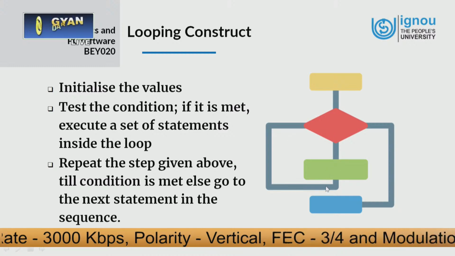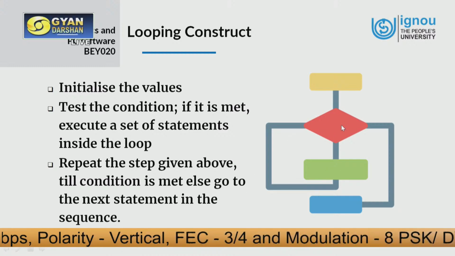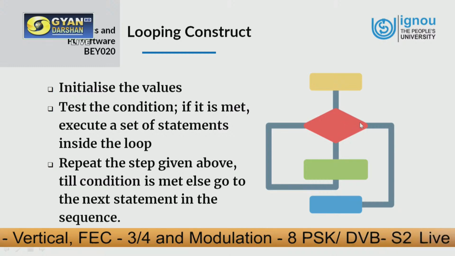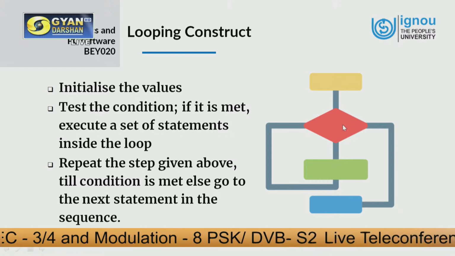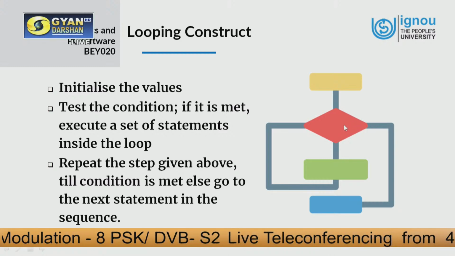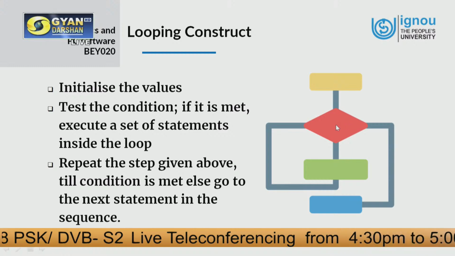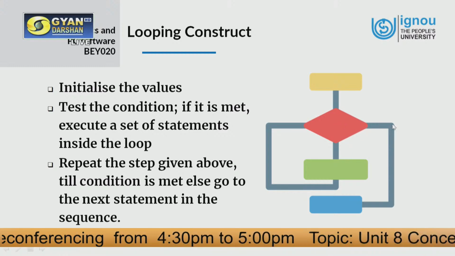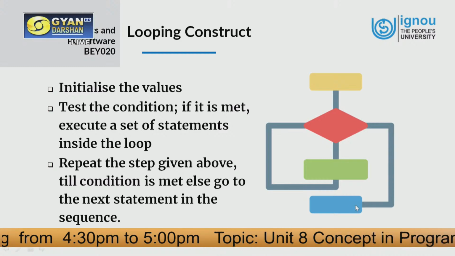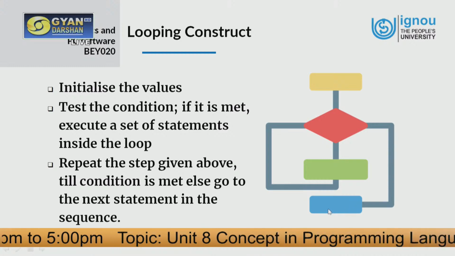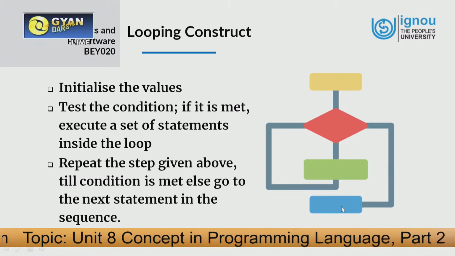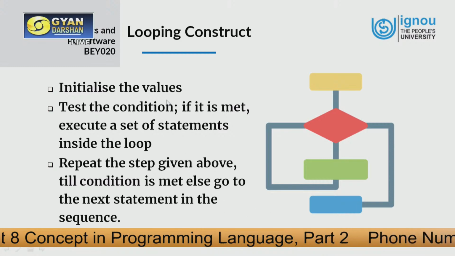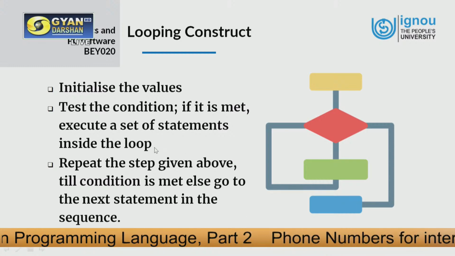Once the numbers are over, the condition becomes false. For example, suppose you wanted to add 10 numbers. Now the iteration is 11, then it becomes false and you come out of the loop. Then you perform certain operations thereafter, in consecutive order. This is the way the looping construct works in a programming language.